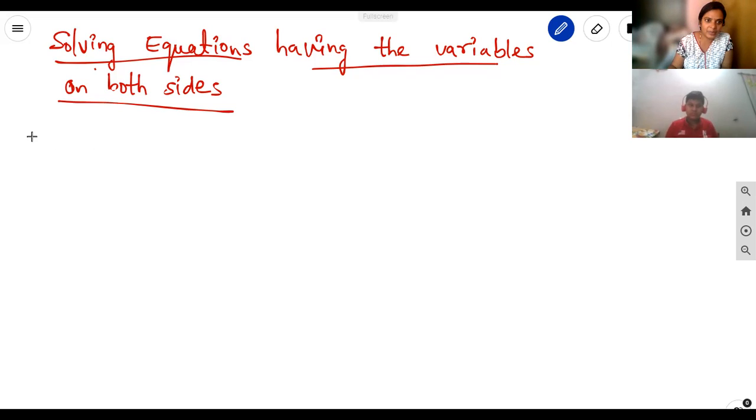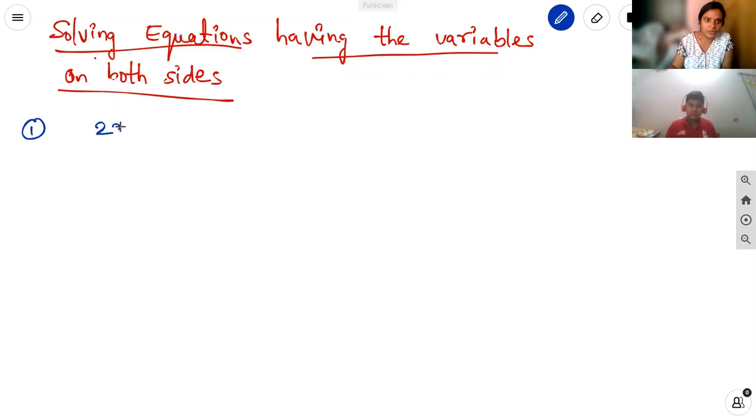Suppose, for example, I am taking one problem: 2x minus 3 equal to x plus 2. Solve. In this, the terms on the left side of the equality are called left hand side terms, and the terms on the right side are called right hand side terms. Here on the left hand side 2x is there, on the right hand side x is there. So both sides have the x variable as well as constants. In that case, on the right hand side we can eliminate the x term.